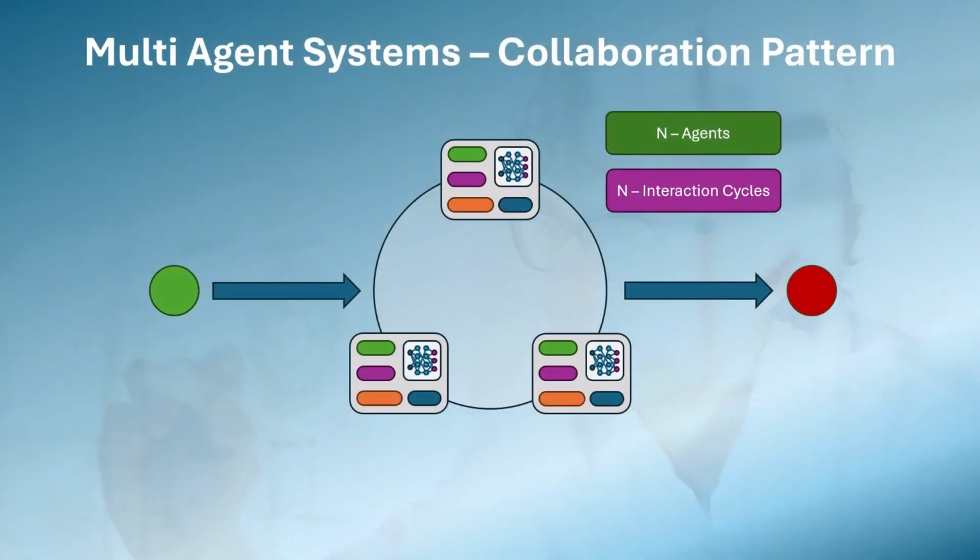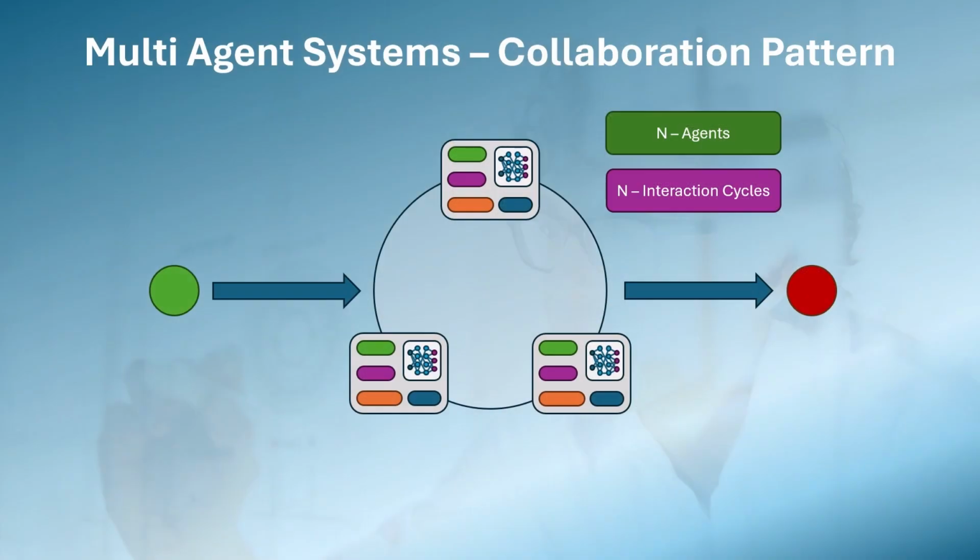Next, we have the collaboration pattern. This pattern is almost the opposite of the orchestration pattern, because in the orchestration you had one agent to be the orchestrator, the manager, but here in the collaboration, every agent is independent, every agent decides on his own what to do, and there isn't a management agent. So the tasks are done by everyone, and then the information is gathered.